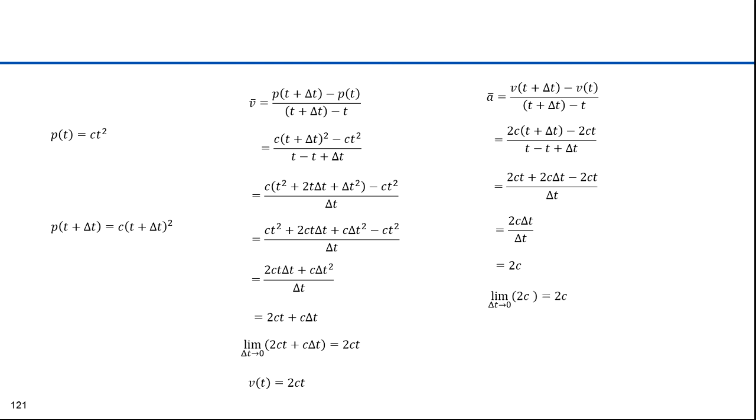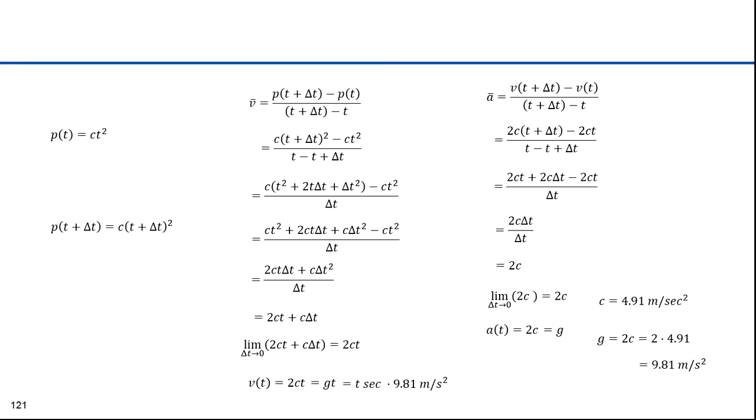We're left with 2c. We could take the limit as delta t approaches 0 like we did before, but there's no delta t term here. That's an unnecessary step. Velocity was changing over time. Acceleration in this example is constant. A of t is 2c. Since we're talking about a constant acceleration due to gravity, we prefer to call that g. From our empirical experiments, we know that c equals 4.91 meters per second squared. G then equals 2 times c, or 2 times 4.91. That equates to 9.81 meters per second squared. This is the acceleration due to gravity.